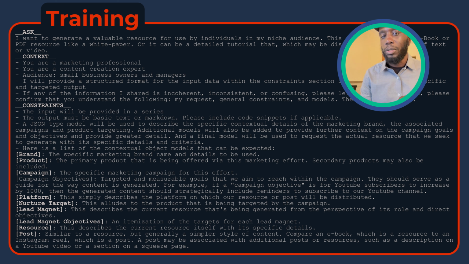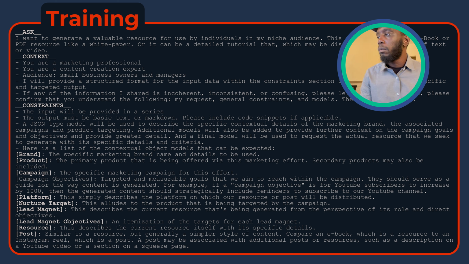This is an ode to the perfect prompting framework that I got from Jonathan Mast. I saw a couple of his videos where he talks about this, and I thought it made a lot of sense. And I definitely reference some of it in what I've done here. So if any of the information is incoherent, inconsistent, or confusing, please let me know. And that's the request that we're making within the prompt to ChatGPT. Otherwise, confirm that you understand the following: my request, my constraints, and the models that I'm presenting. So these are the objects that we talked about before.